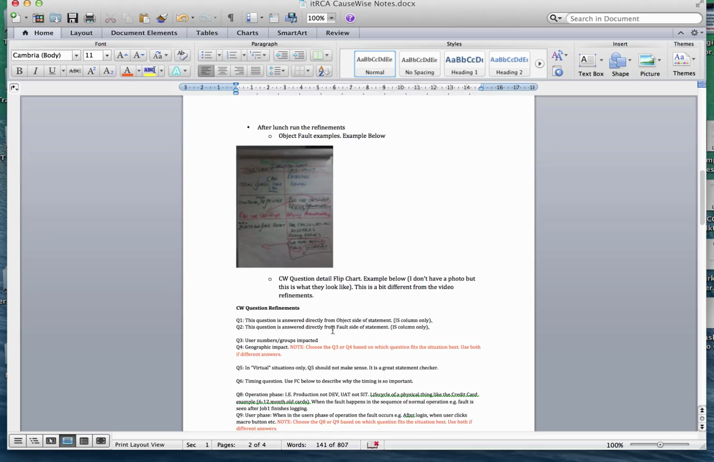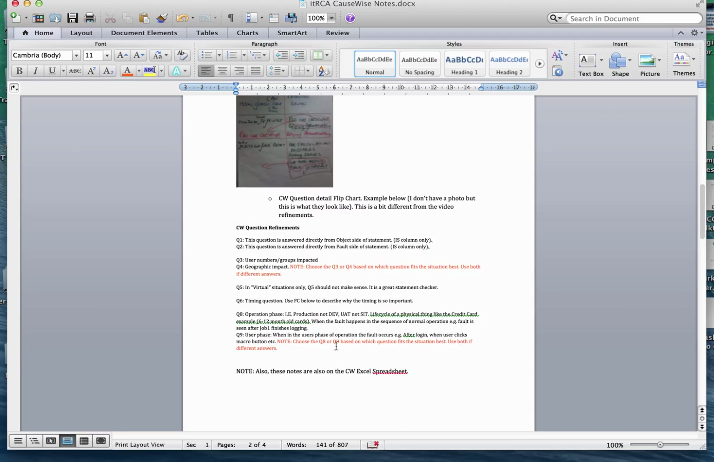Okay, then do your question detail. Now this is a flip chart I normally populate. I don't have a picture of it, but this is what's on the flip chart. Question 1 and 2, I normally explain that these questions on the is side, in the is column, are populated directly from the work you've already done on the statement. So the object goes directly in question 1, and the fault goes directly into question 2. On the is side only, obviously.